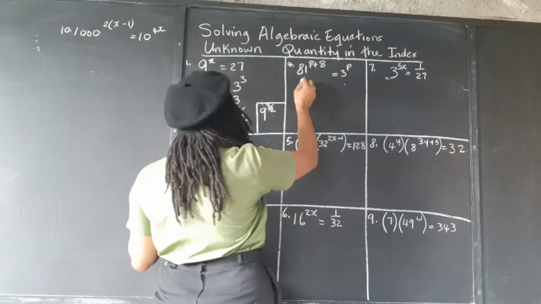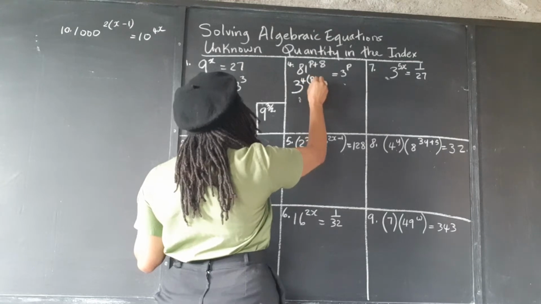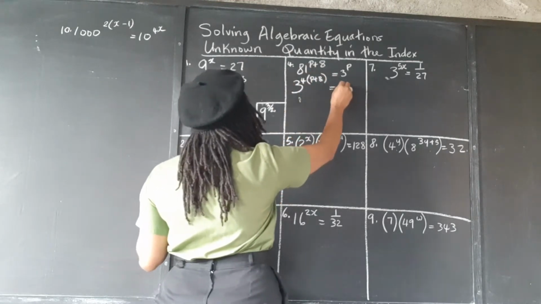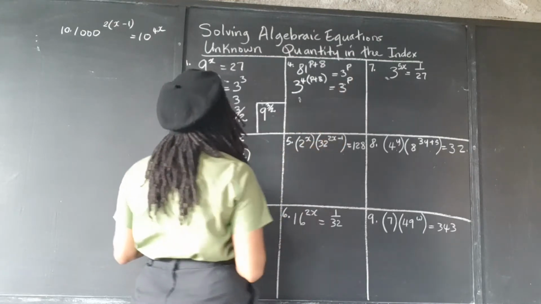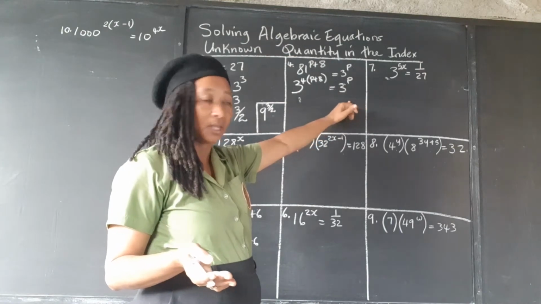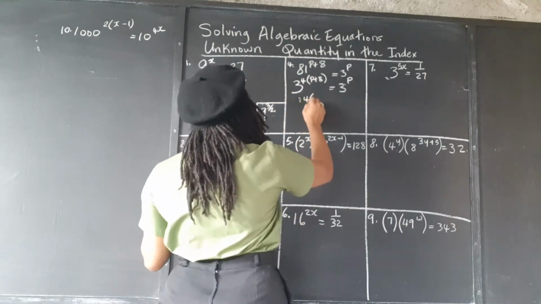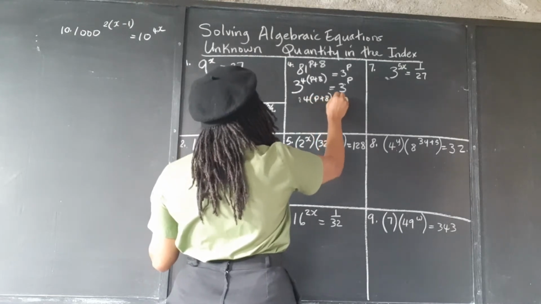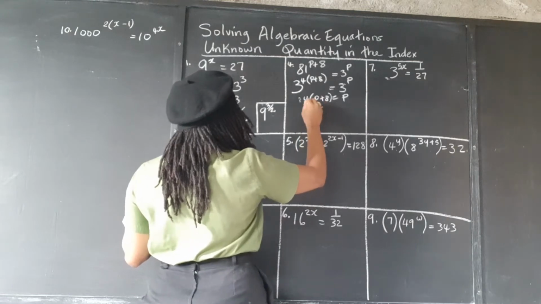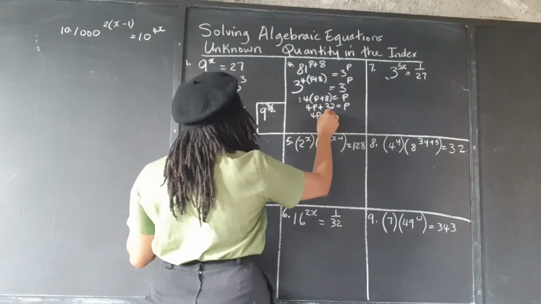So let's rewrite 81 as 3 to the fourth power, put our brackets and write back the index that was there already. And we have 3 to the p. So now they are both having 3 as a base. We're going to let the powers now be equal to each other. So 4p plus 4 8 is 32. Grouping the p's.